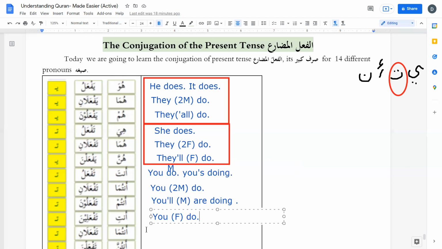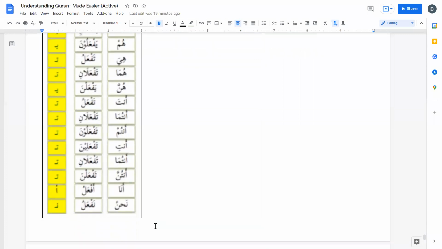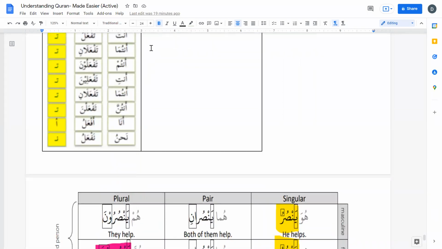Then I have to clear all these writings so that I can scroll down. So let me go down. Anti is singular. Anti is you, but when you say taf'alina, the person you are talking to, the person you are facing, is a female. So anti taf'alina.